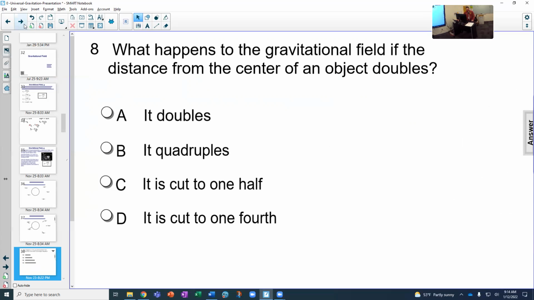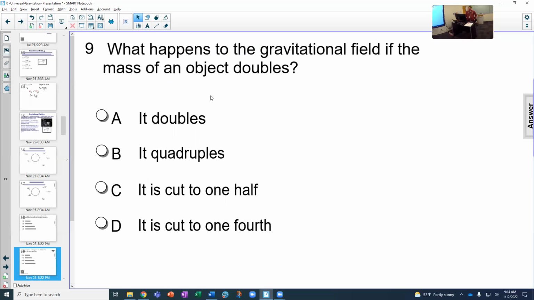All right. What happens to the gravitational field if the mass of the object doubles?